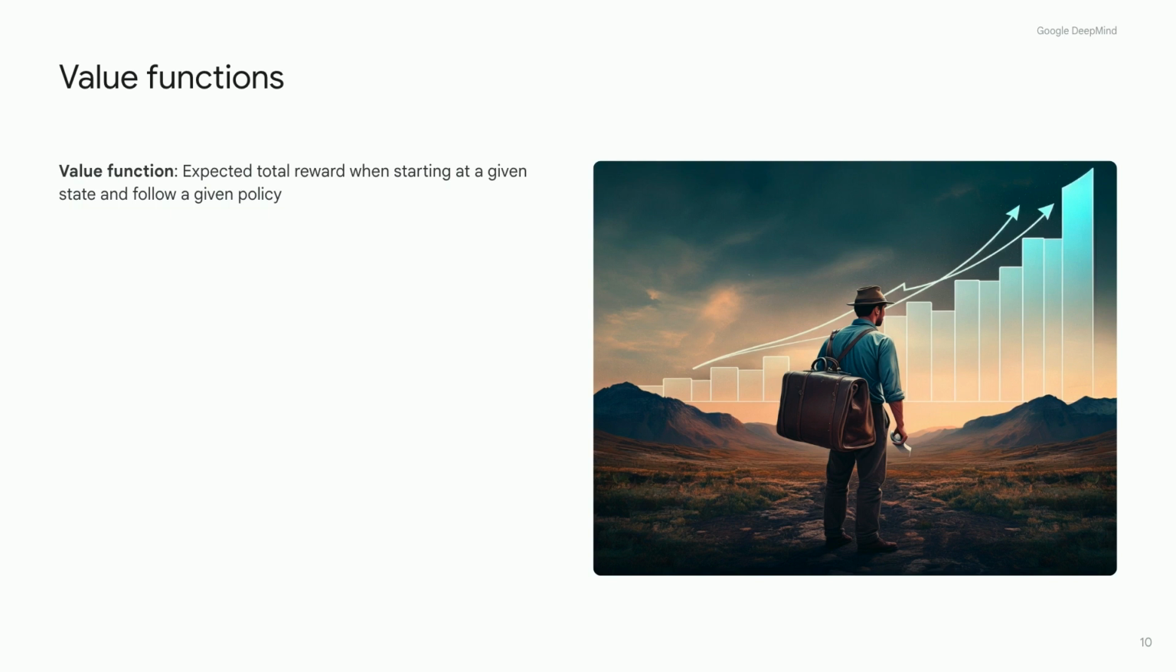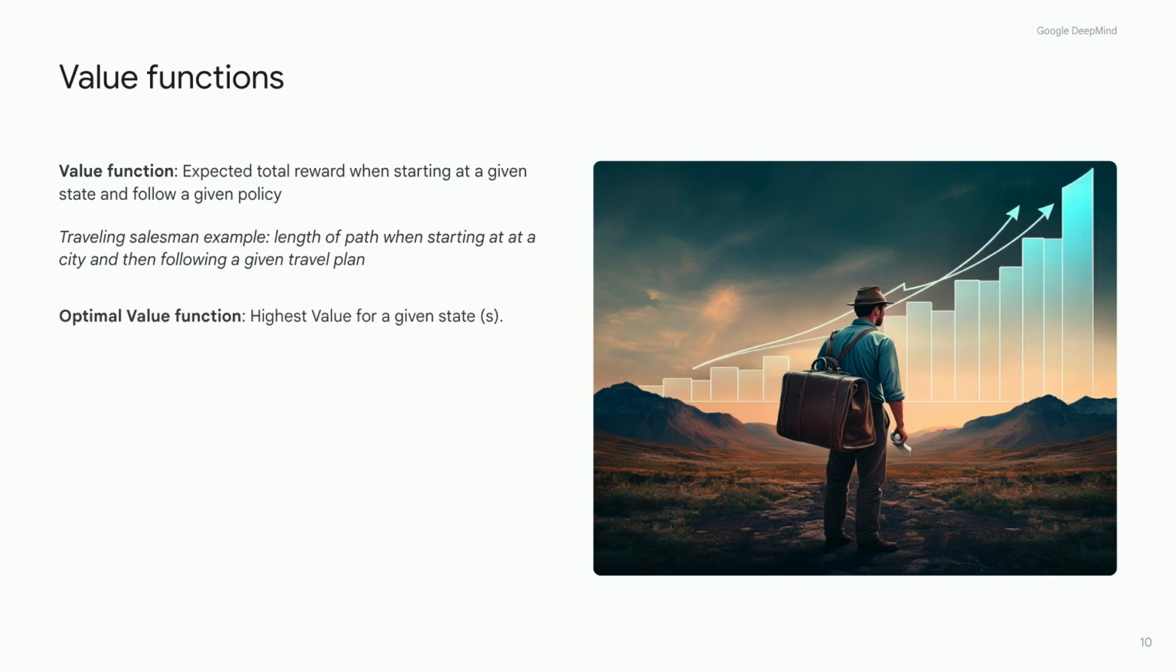What is it in a nutshell? Basically, it's the expected total reward that you get when you start in a given state in a system. In the traveling salesman example that you probably know, it's the length of the path when you start somewhere and then you follow a given fixed travel plan afterwards.